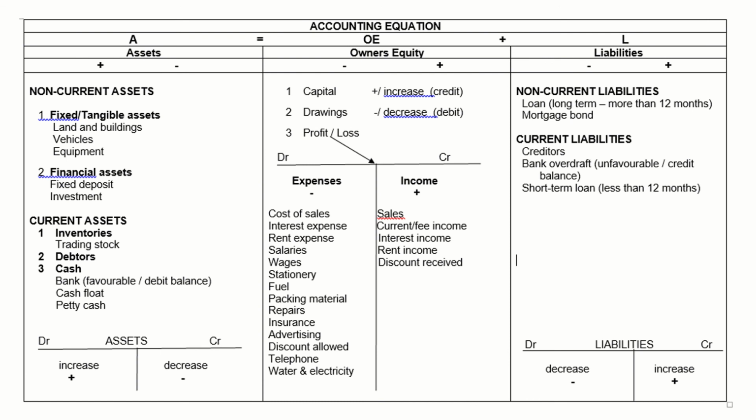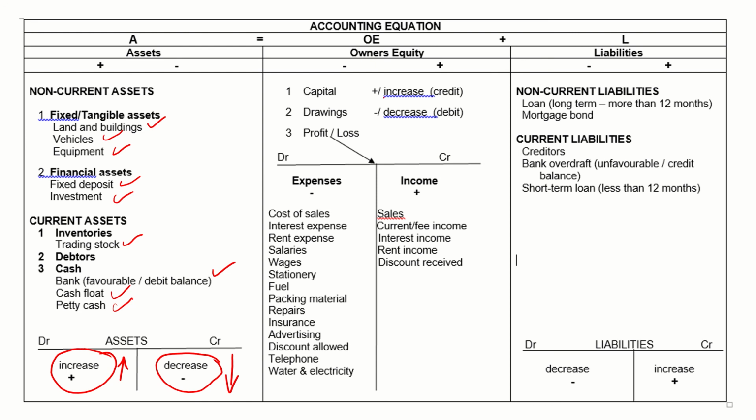Please remember these examples. I gave you examples of fixed assets, which are land and buildings, vehicles, equipment. I also gave you examples of financial assets, which are fixed deposit and investment. Under current assets, we've got inventories. Under inventories, we have trading stock. Then we've got debtors. Under cash, we've got three things: bank, cash float, and petty cash. Assets will increase on the debit side, and they decrease on the credit side.